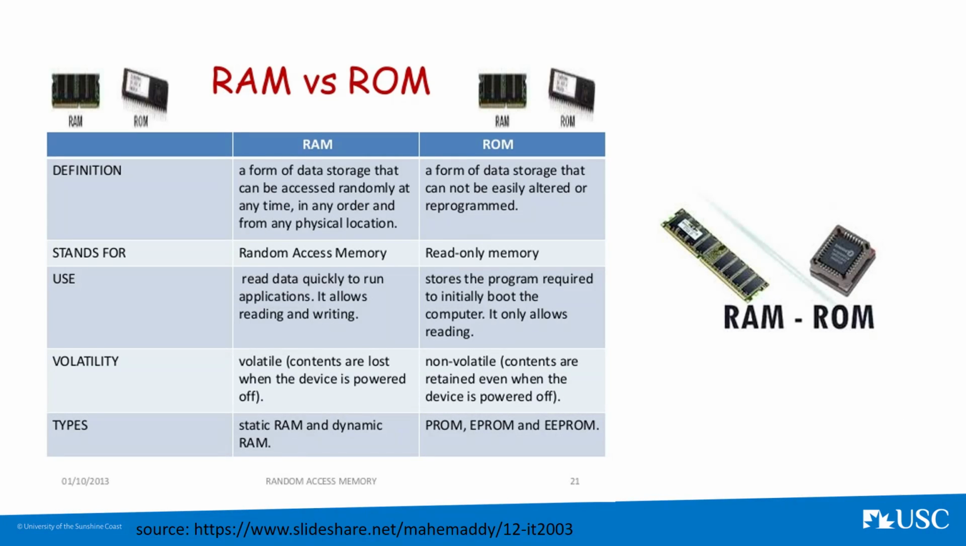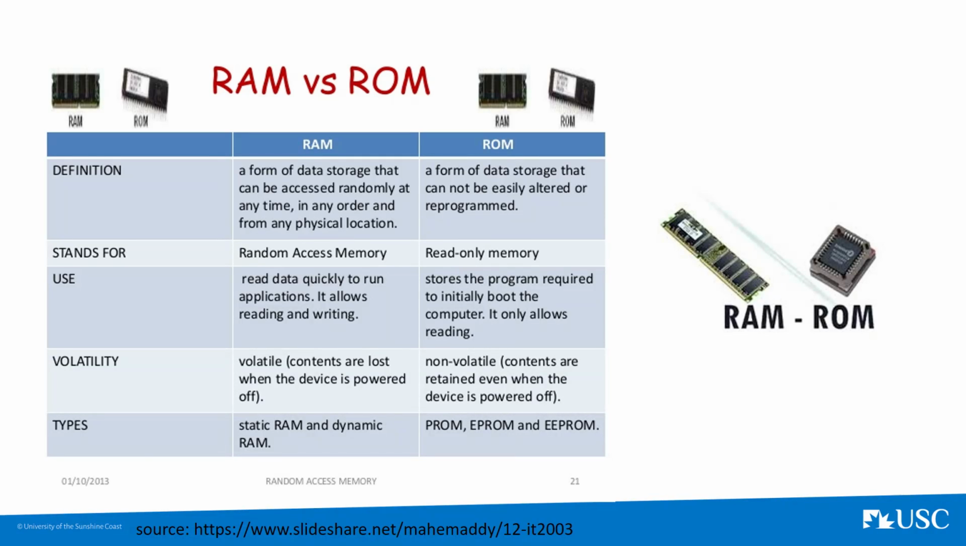So the difference between the RAM, the random access memory, and the ROM, which is read-only memory, is that the RAM is the data storage that can be accessed randomly at any time and in any order from any physical location. But the ROM is a form of storage that cannot be easily altered or reprogrammed.